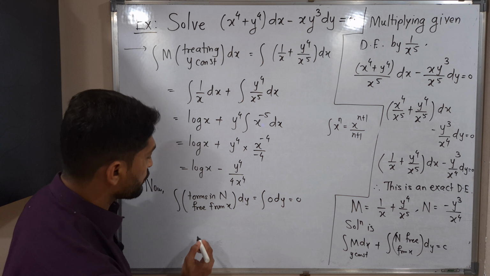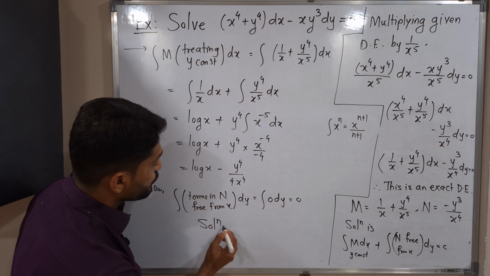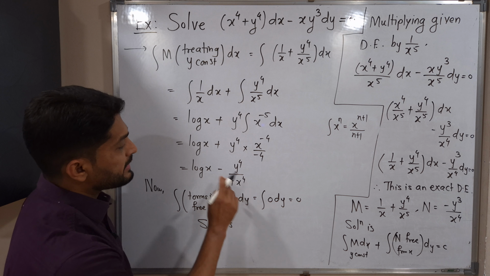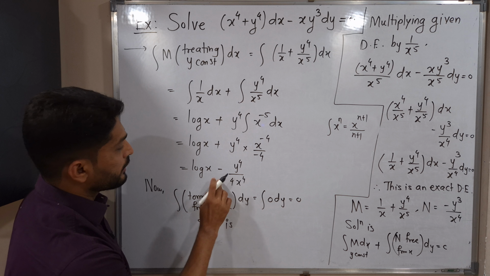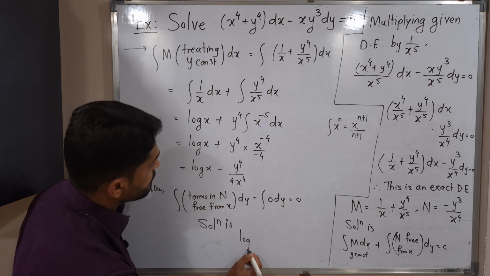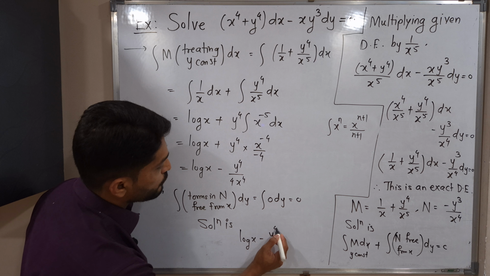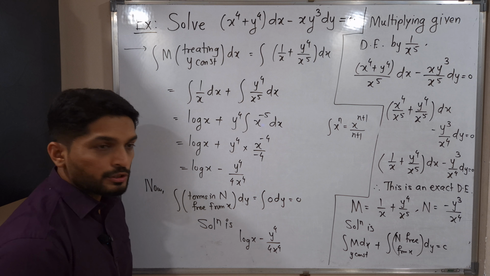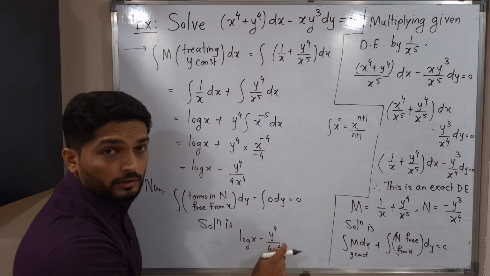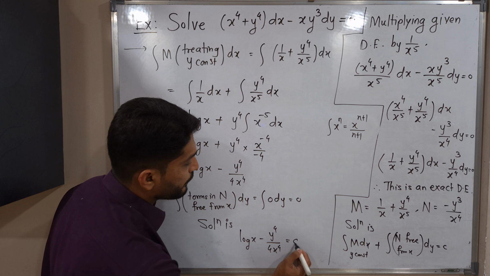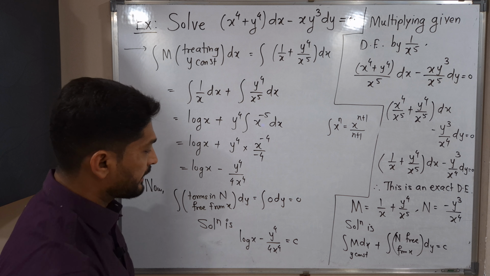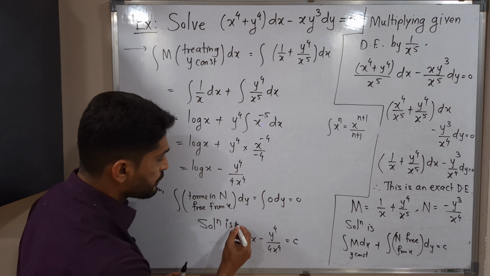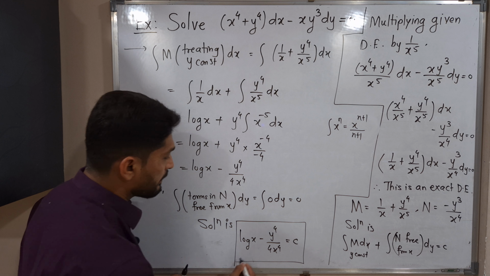So let me write the solution. The solution means simply the addition of these two integrations. The value of the first integral is log x minus y raised to 4 upon 4x raised to 4. The value of the second integration is 0, no need to write. If you want, you can write plus 0, but no need to write, is equal to c. This is the final answer, right? So this is the required solution of the given problem.